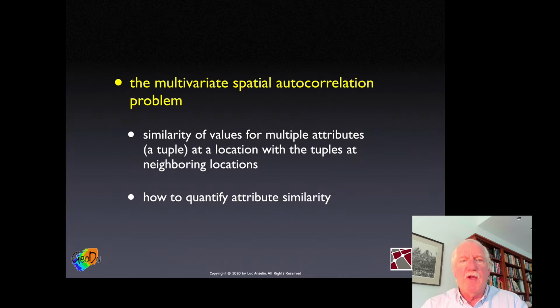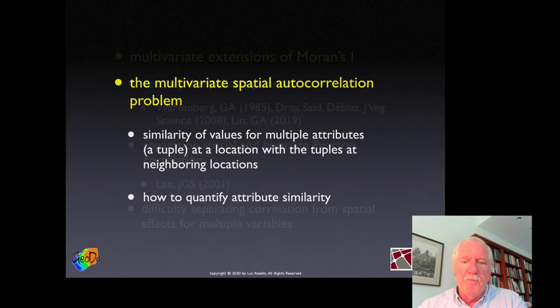And as always, we're interested in conducting tests where we can assess the extent to which this actually conforms with spatial randomness. So we need to know what particular configurations are likely to happen under spatial randomness, and is what we observe at a particular location in terms of the values for multiple variables and how that is related to the values of multiple variables in the neighboring locations, somehow, quote unquote, significantly different from what we find under spatial randomness? And a critical aspect in this, as we've seen before in any spatial autocorrelation measure, is how we quantify attribute similarity. And if you recall in our early discussion of spatial autocorrelation, we talked about cross-product similarity, and then two measures of dissimilarity, square distances and absolute differences.